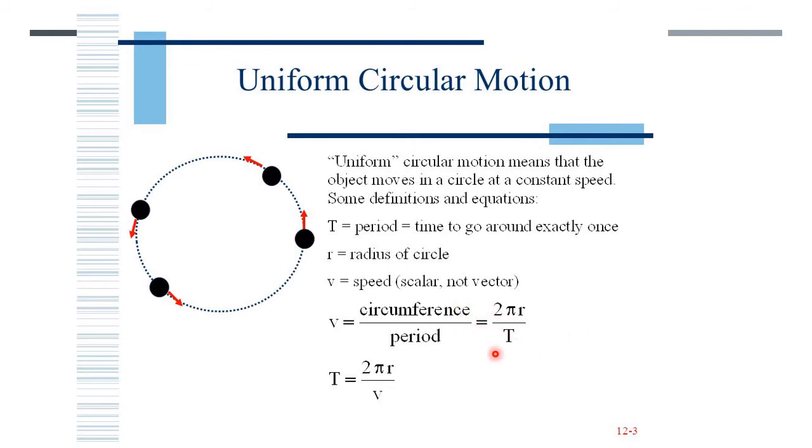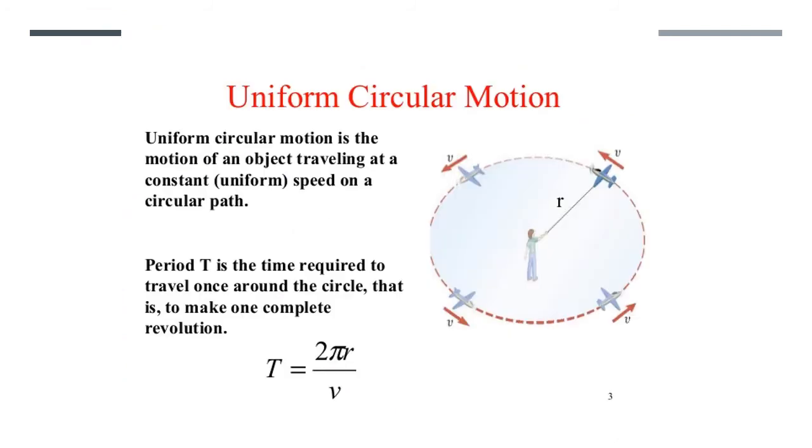And when you want to find the time period, you take t here and v will come here. So what will be the formula for t? t equals 2 pi r divided by v. Here is the same thing again, repeated. This person is seeing this aeroplane, and it is showing this. So if you want to calculate the time period, it will be 2 pi r divided by v.